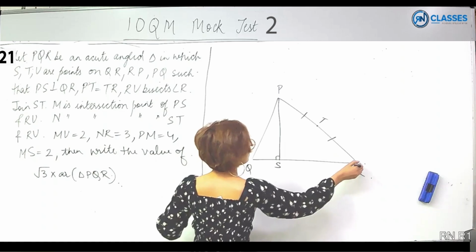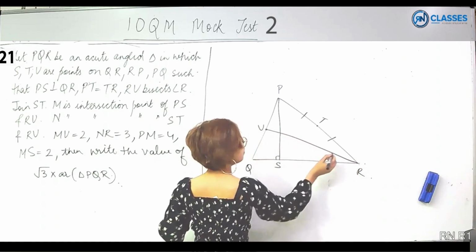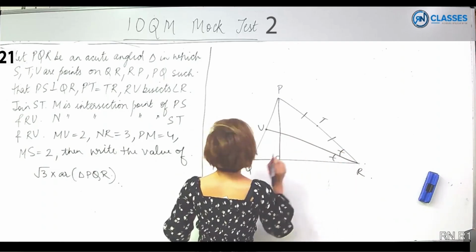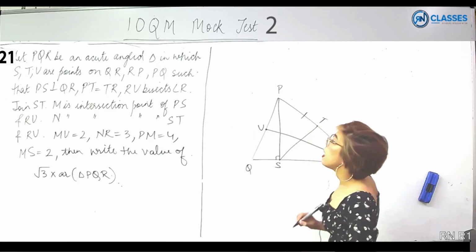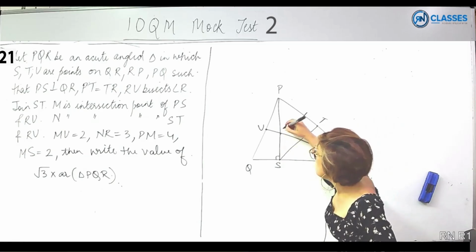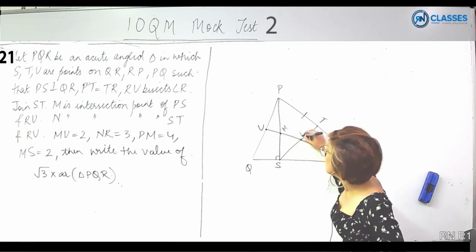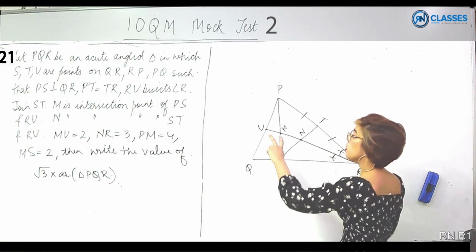And RU bisects angle R internally. Right? RU, so this point is U. And this angle is equal to this one. Now, he says join ST. Now, M is the intersection of PS and RU. So, this point is M. And N is the intersection of ST and RU. Done. Now, he says that MU is 2.